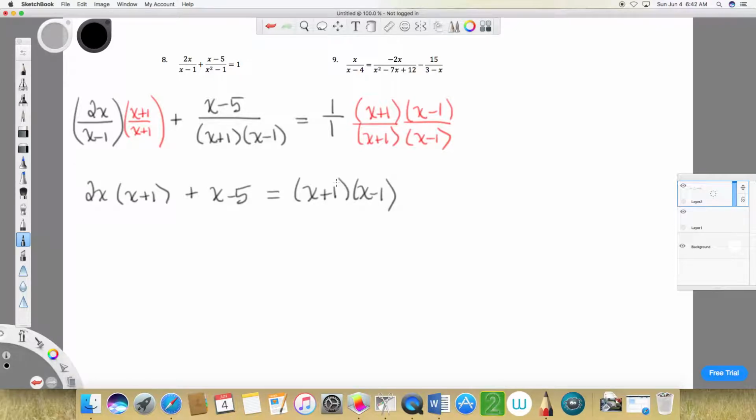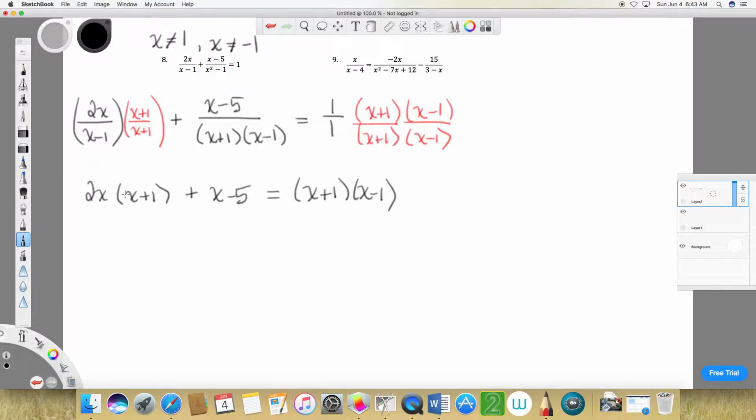But before I go any further, I should be aware that I just multiplied both sides of this equation by a variable, and that might introduce extraneous solutions because I have variables in my denominator. So when I go to look at my answers, I have to make sure that I would throw out a positive 1 or a negative 1 because they would cause division by 0.